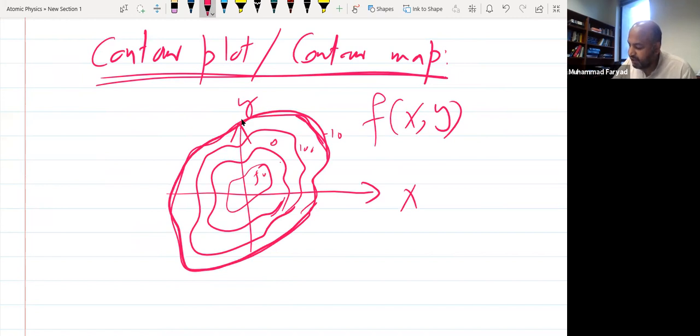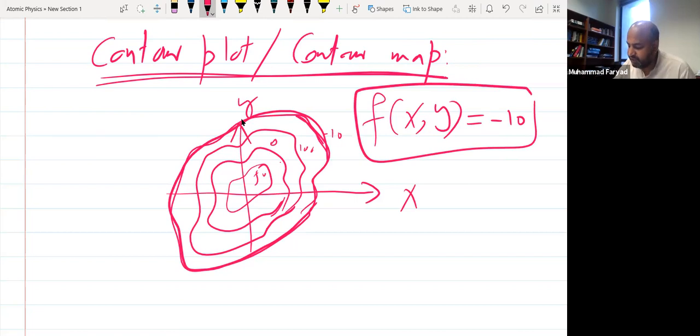is labeled -10 because on this line the value of the function is -10, which means that if you enter the x and y coordinates of this point into this function, the answer is -10. If you enter the x and y coordinates of any point on the -10 line, the value of the function is -10, and so on. Similarly, on the line which is labeled 100, the value of the function is 100 at all of the points that lie on this line, and so on.